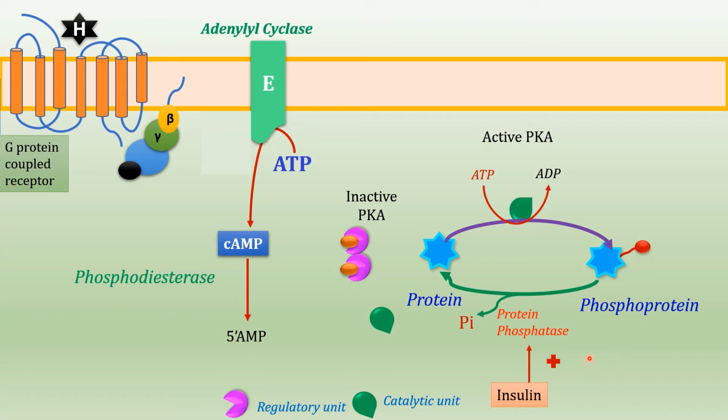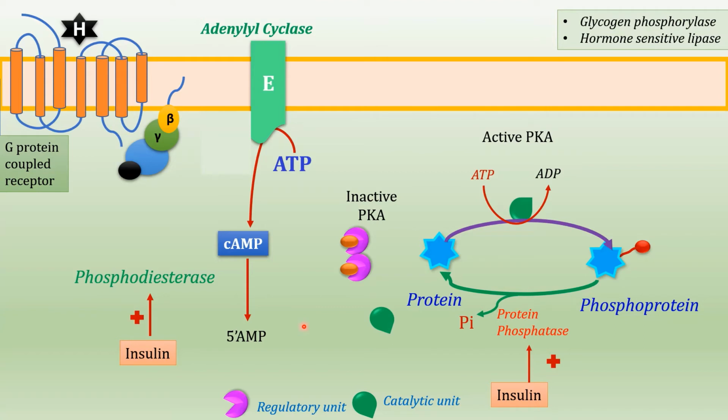In addition to this dephosphorylation action of insulin, what other action does insulin perform? It activates the enzyme phosphodiesterase, which is responsible for conversion of cyclic AMP into 5'-AMP, and by doing this it decreases the concentration of cyclic AMP, which in turn opposes the action of glucagon and epinephrine.